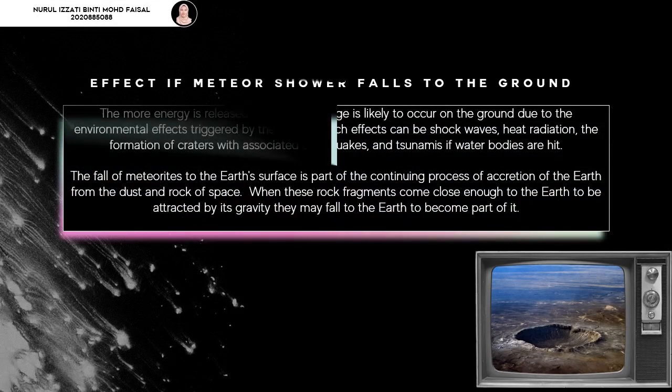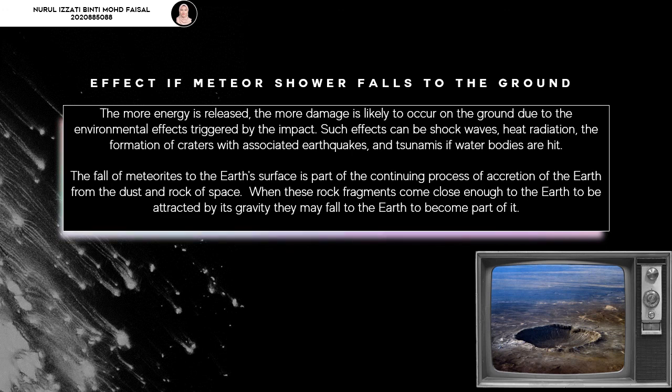Effect: if a meteorite falls to the ground, the more energy is released, the more damage is likely to occur on the ground due to the environmental effects triggered by the impact. Such effects can be shock waves, heat radiation, the formation of craters with associated earthquakes, and tsunamis if water bodies are hit. The fall of meteorites to the Earth's surface is part of the continuing process of accretion of the Earth from the dust and rock of space.